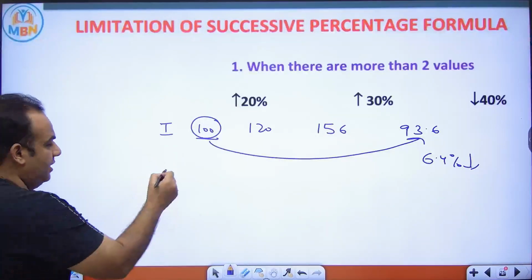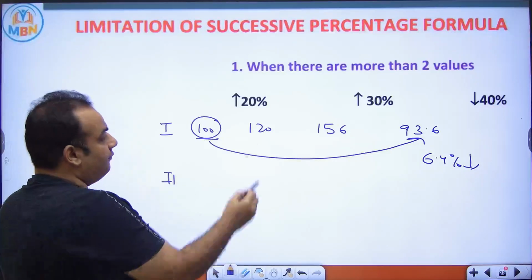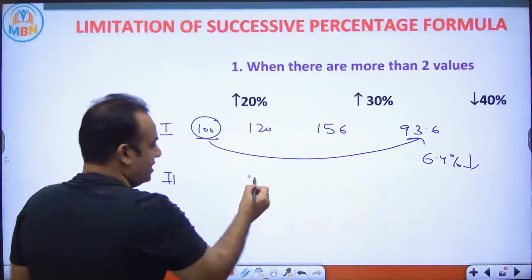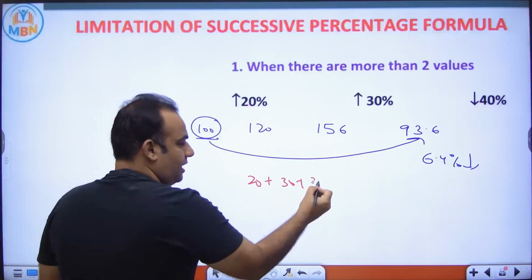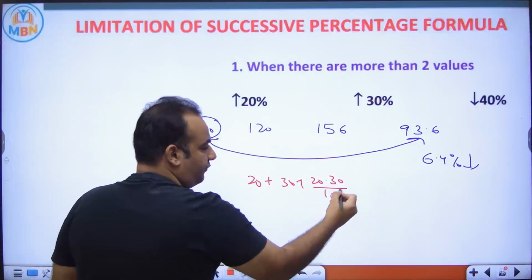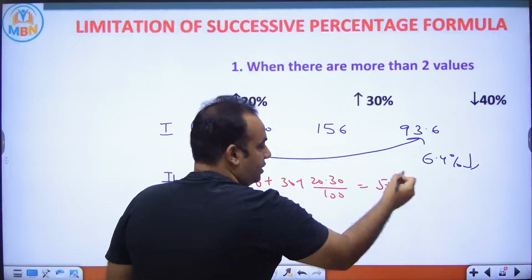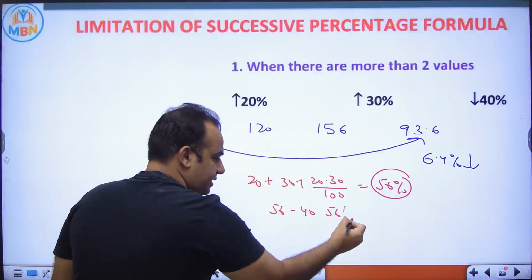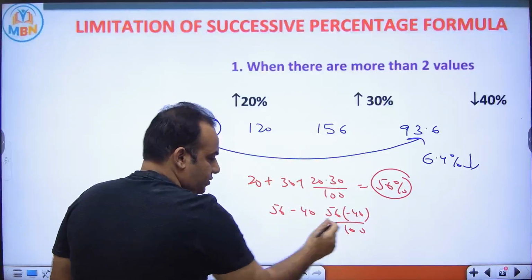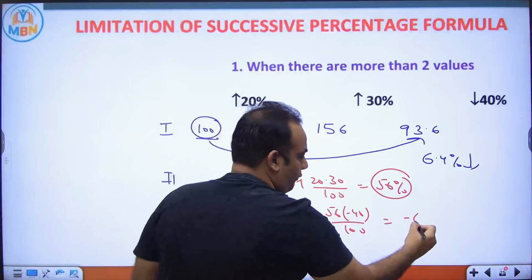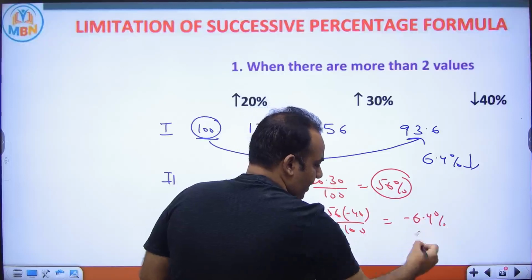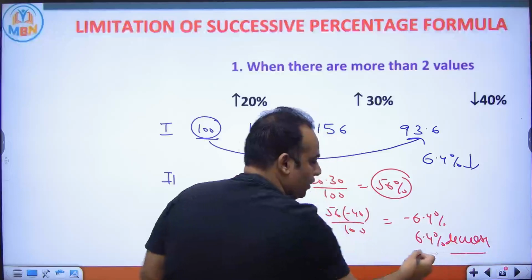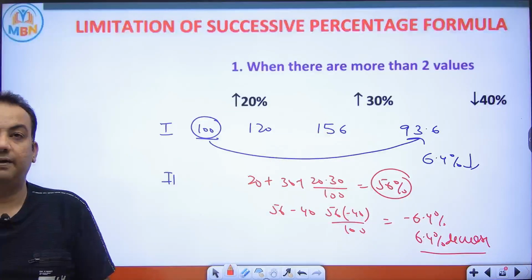This is one approach. The second approach is first an increase of 20%, then an increase of 30%. So the net change is x plus y plus xy by 100, which is 56%. Now this 56% and 40% you have to use. 56 minus 40, 56 into minus 40 upon 100. So this is 16 minus 22.4. So minus 6.4. That is a decrease of 6.4%. Is it clear?